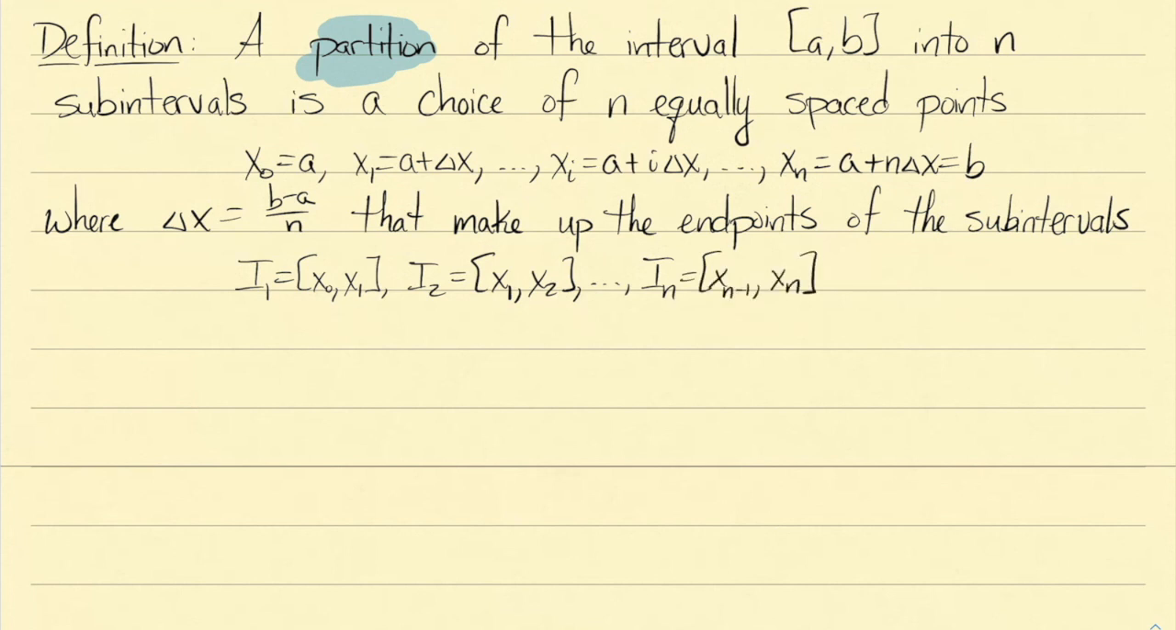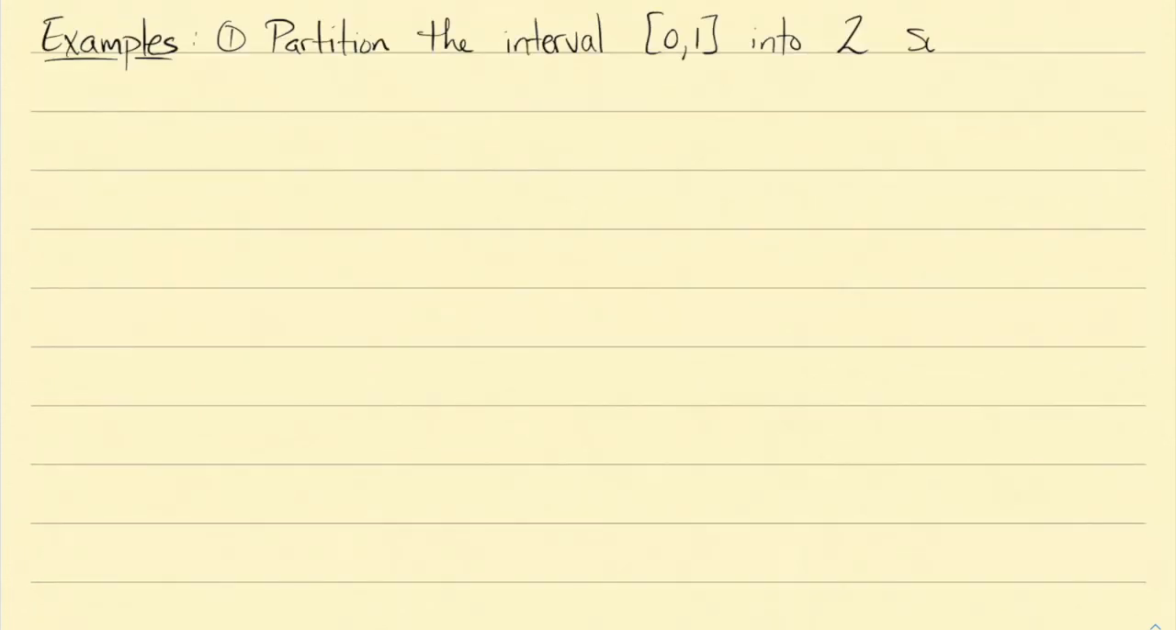So now that we have this new word, let's go back to our old example where we had the interval from 0 to 1, and let's compute a couple of different partitions. So first, we're going to partition the interval from 0 to 1 into 2 subintervals. The first thing we need to do is figure out how wide each of the 2 subintervals are going to be. So we take b, which is 1, we subtract a from it. That gives us the length of our interval, which is, in this case, just 1. And we divide it by the number of subintervals we want to make, which is 2.